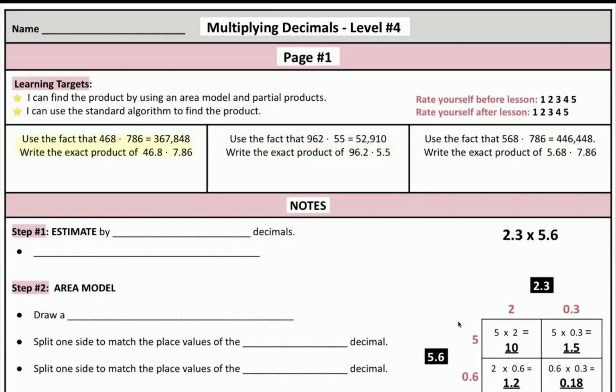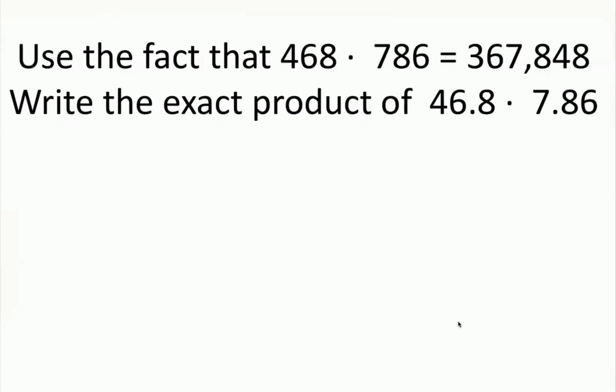Let's start with this first one. I'll zoom in. In this problem, they give us a fact with the answer, and then they ask us to find the product that has the same numbers as our original fact, except there's a decimal. So we don't need to do any math here. We're just working on placing the decimal in the correct spot. Okay, so we can see 786 and 7.86, 468, 46.8.